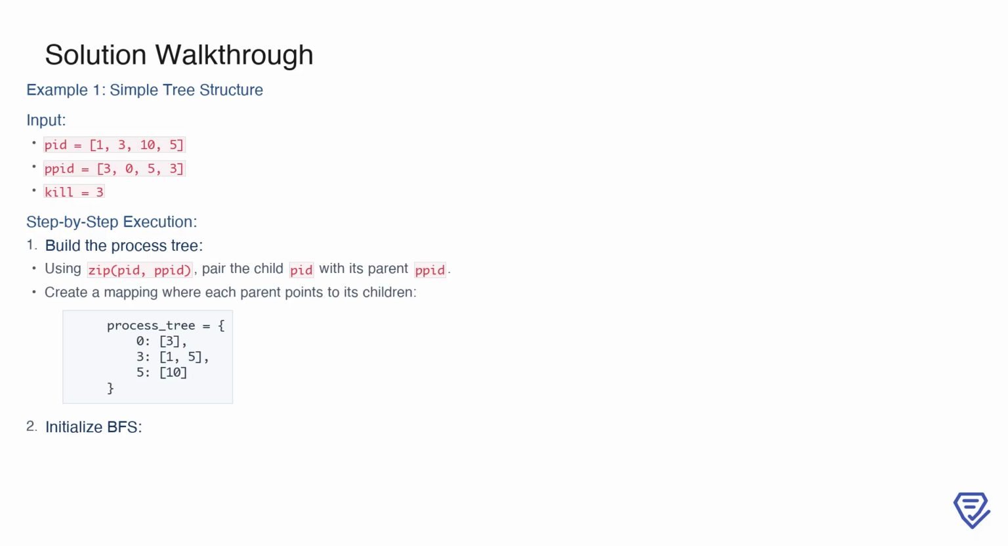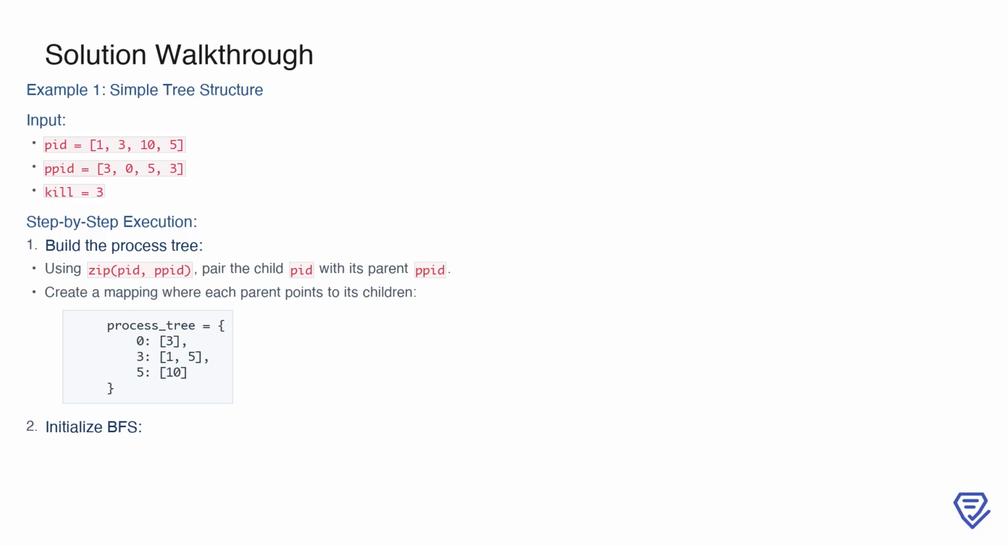To solve this problem, we start by building the process tree. The PID list represents the IDs of processes, while PPID represents their parent processes. Using the zip function, we pair each PID with its corresponding PPID and create a mapping where each parent points to its children. For this example, the mapping results in a dictionary where process 3 has children 1 and 5, and process 5 has child 10. Additionally, process 0 acts as a root with child 3.